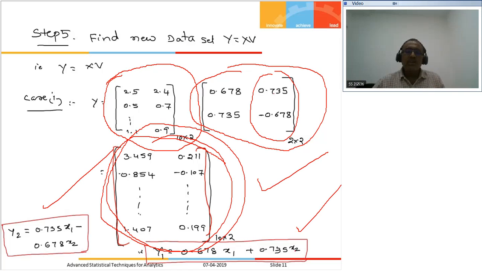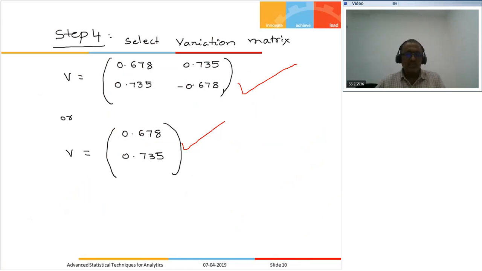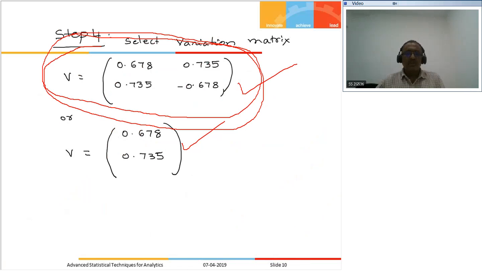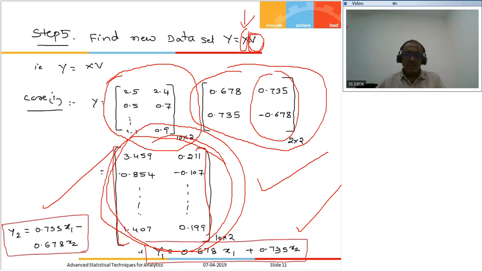Y equal to XV is just the transformation. This is the original data, like yesterday's AX, where A was the matrix 9 4 4 1, then we took the x and transformed it. So X is the original data set we have, and V is the variation matrix, or the transformation matrix, we have taken. In this case V is the first case, where we consider the two-dimensional one. So that is Y equal to XV, where we get the transformation matrix.